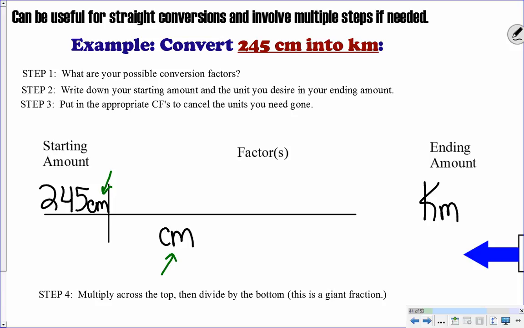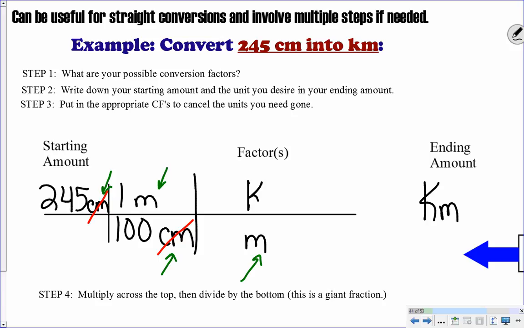So one thing I do know is that there are 100 centimeters in 1 meter. What that's allowed me to do is now get rid of my centimeters. And sometimes it's helpful to cross out as you go along. Next, I say to myself, okay, I need to get to kilometers. I got meters right here, which means I need meters right here to get those to cancel.